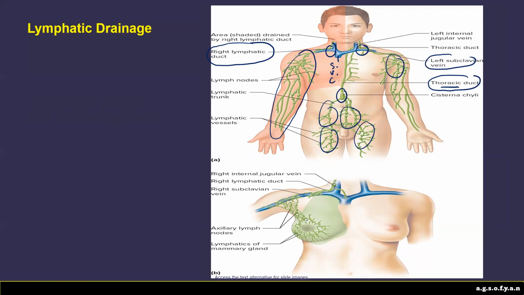On the female, there are more lymph vessels around the mammary glands. Okay. So a lot of fluid will be drained from here, and then it will finally go to the right lymphatic duct if it is on the right side. If it is on the left side, it will go to this thoracic duct.